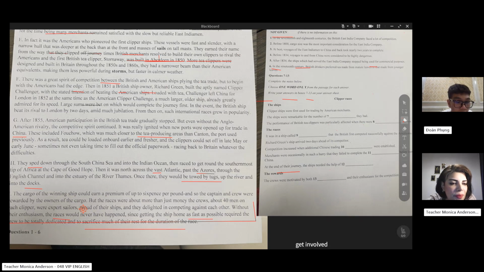Because expert sailors just brought up the ships and it doesn't talk about helping their ship to end the journey. So, as you said, at the end of the journey, the ship. I want you to show me something that is the paraphrase of the end of journey.